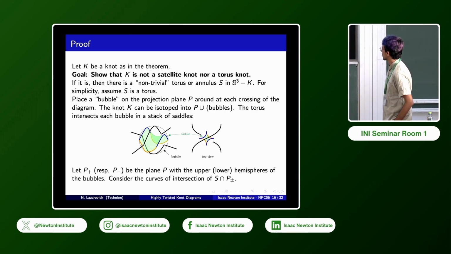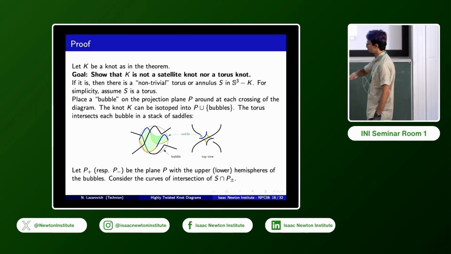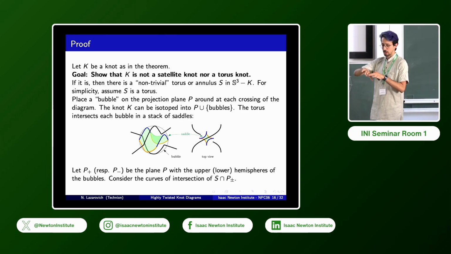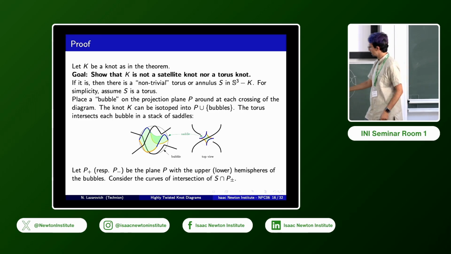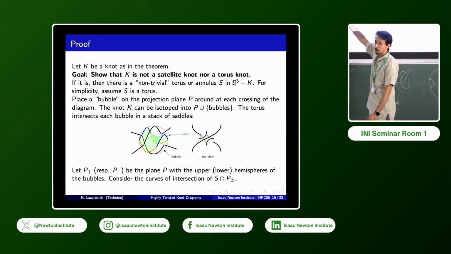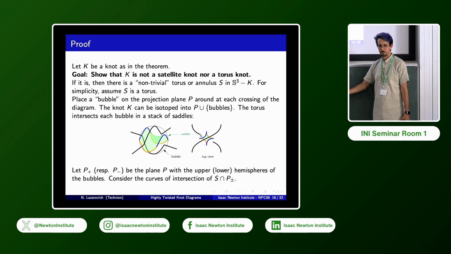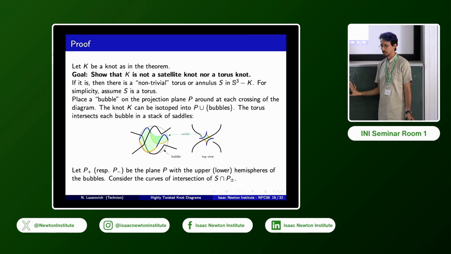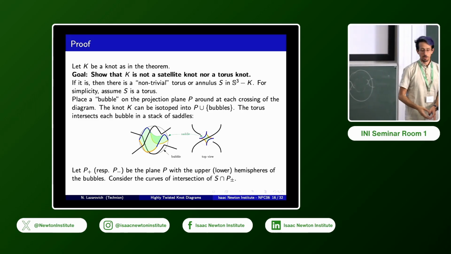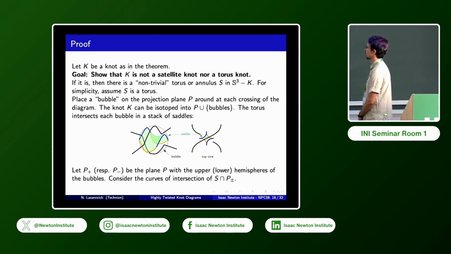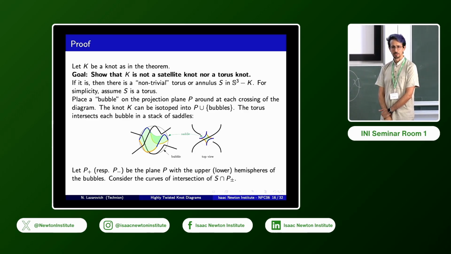So let's be more precise about what the planes are. We have the plane P, where the projection is. We have the plane P plus, which is the plane P where, instead of taking the little disk here, you take the upper hemisphere of the bubble. When I draw something like that, I draw P plus, the intersection of the knot with P plus, because we don't see the part that goes underneath. And P minus is the similar thing for the southern, or lower, hemisphere of each one of them. Is it clear what the planes P plus and P minus are?